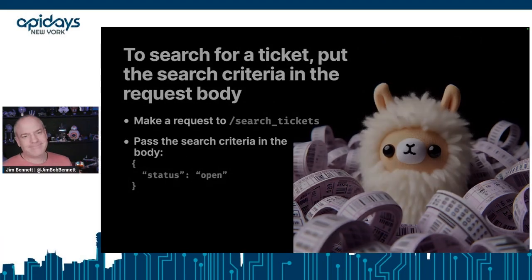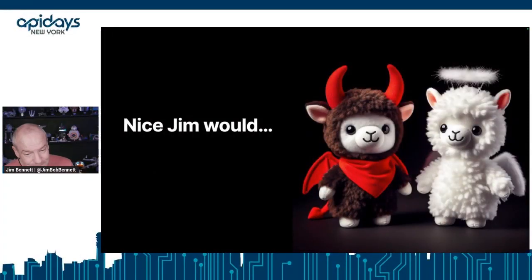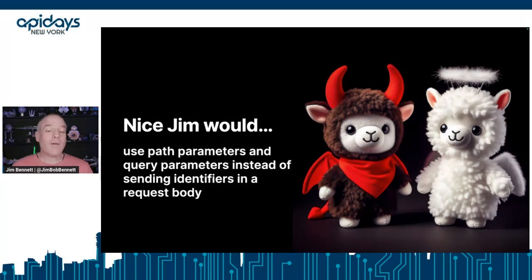Yeah. Now, if I was Nice Jim, I wouldn't do this at all because this is not standard. This is not what people do. Nice Jim would use path parameters and query parameters instead of putting identifiers in the request body. So what I mean by this is if I want ticket 14, I don't call /ticket and put a ticket ID of 14 in the body.